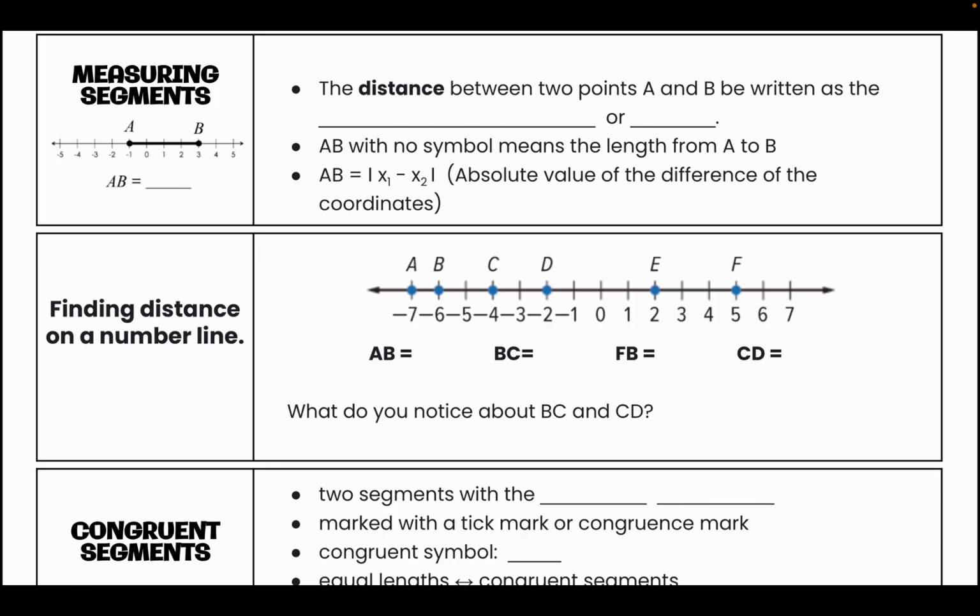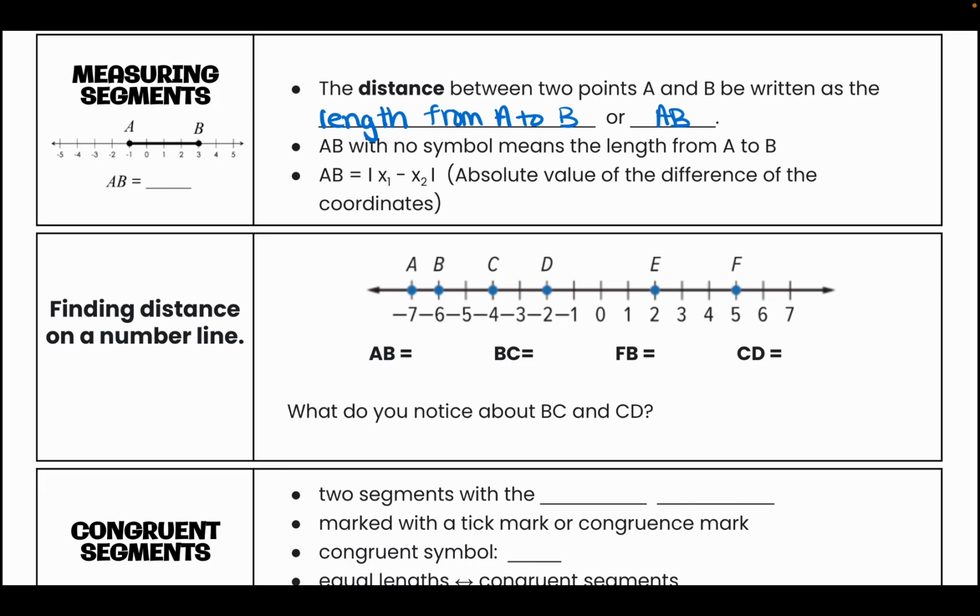So the distance between 2 points A and B can be written as the length from A to B, or AB. So we just have our 2 points with no line on top. So the length from A to B. AB with no symbols means length.